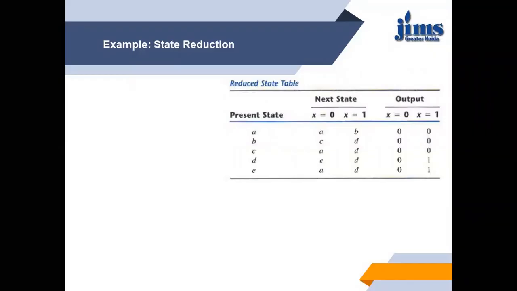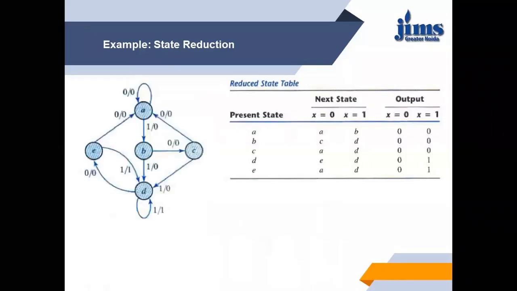So this is our reduced table, and with it we can draw the state diagram. To draw the diagram, we first write all 5 present states: A, B, C, D, E. You can write them anywhere. The shape doesn't matter.